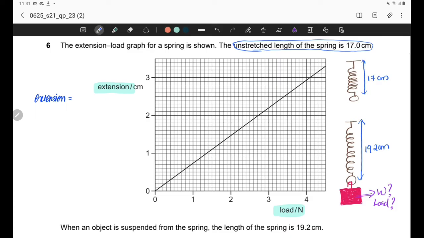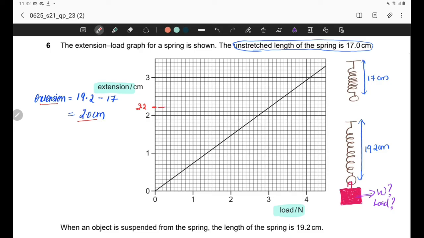So we can calculate that by subtracting the new length, or the extended length, minus the original length. So we will get 2.2 centimeter, that is the extension. So now we can use the graph and check where the extension 2.2 is represented. So on the y-axis we have extension, where we can check which point represents 2.2. So for this 2.2 extension, we can find what is the corresponding load by checking the x-axis.